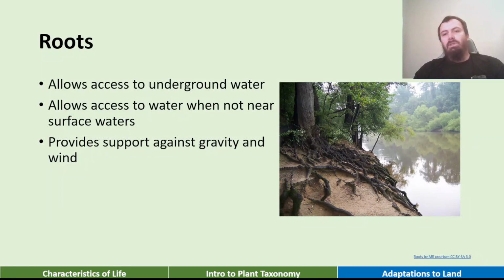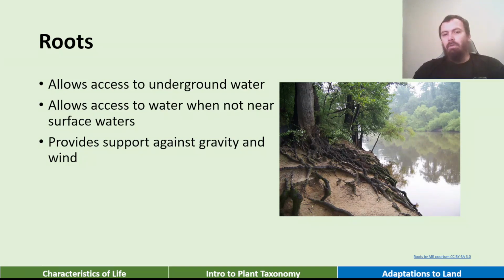They also have roots. Roots perform a lot of different functions. Like we just said, roots allow you to get water from underground. Water moves into the roots, into the xylem, and up, right? Roots allow you to access that water. They also allow access to water when you're not even near surface water. A lot of desert plants have no access to surface water. They can go really deep into the ground and get water from it.